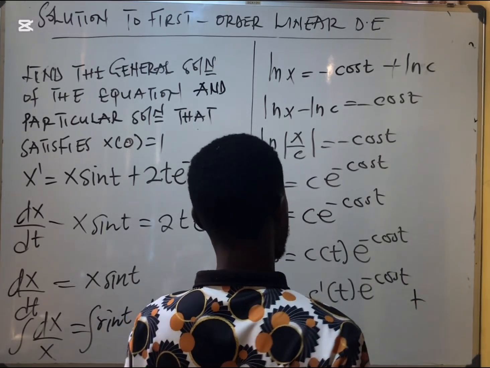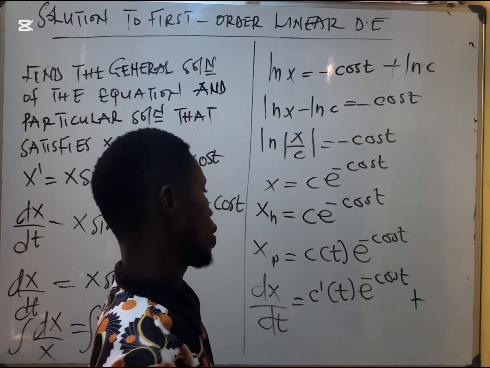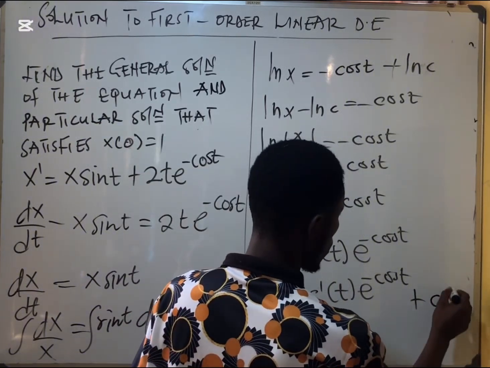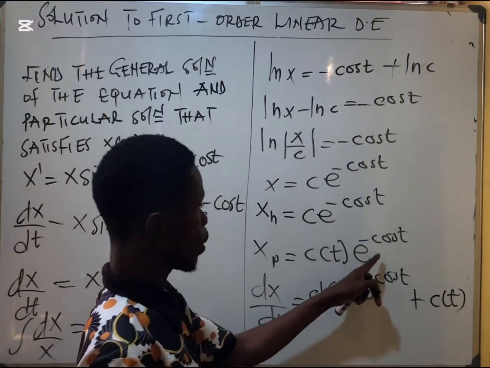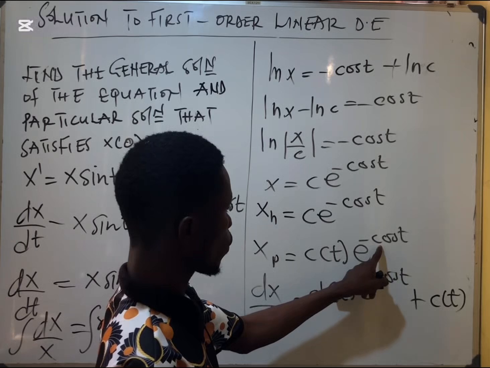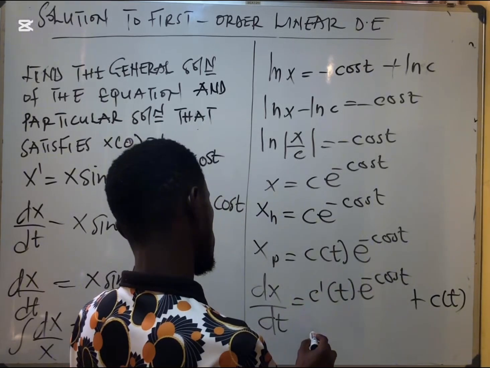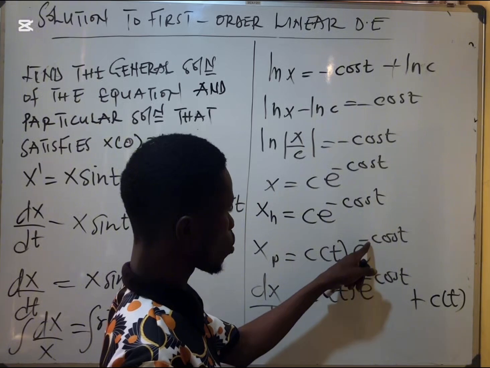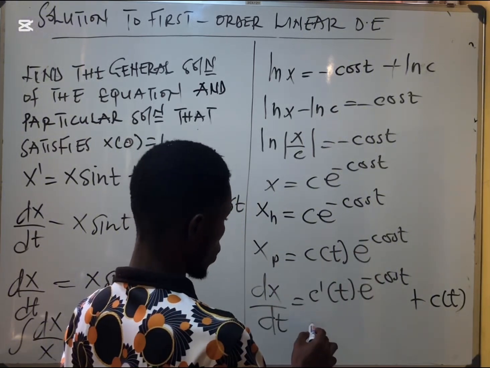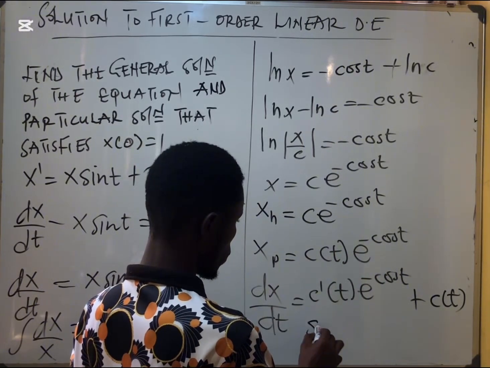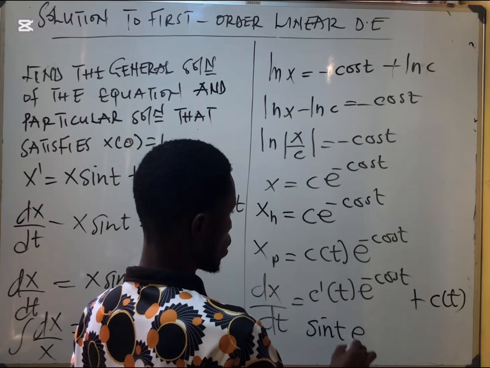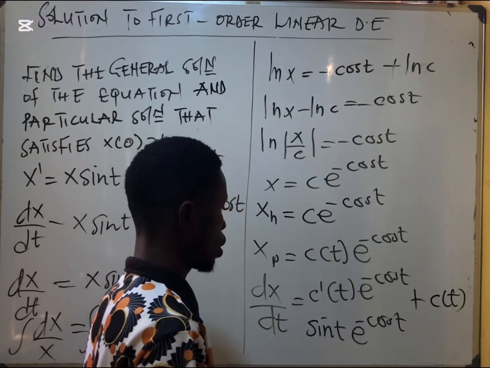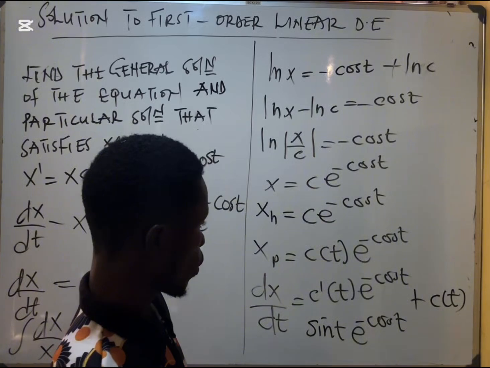Plus, now let me hold this one, which is c of t. Now differentiate this. If we differentiate cos t, this will give us negative sin t, so negative will give us positive. So that gives positive sin t e to the power negative cos t. So that's how, when you differentiate this, you are going to get.